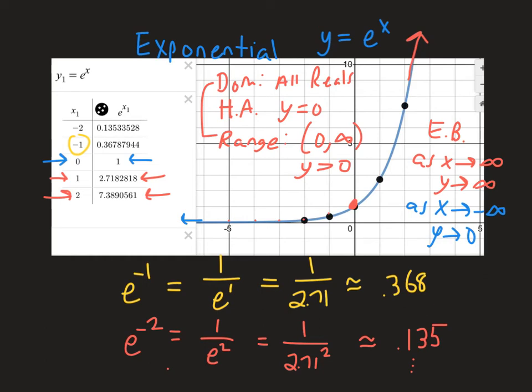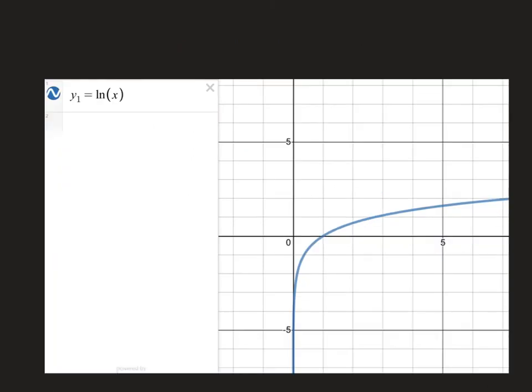Next was y equals e to the x. Same ordered pairs we saw in this example, just flipped. So the next one, the 7.39. All right, and finally the natural log function, or a logarithmic function. y equals ln of x.